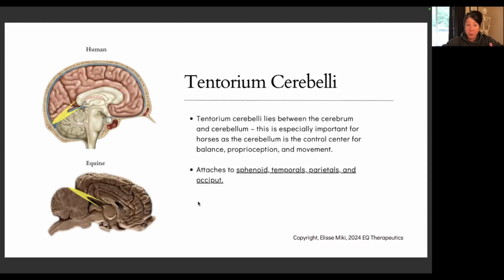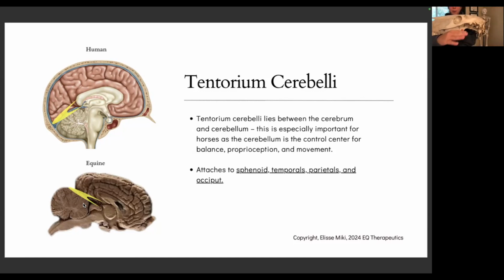And then for the tentorium cerebelli, that's the one that's transecting through the brain. So in humans, if we're looking from the side, this would be our tentorium here. Same idea for the equines, just that their head is on a little bit different plane of motion than ours, but it's going to be transecting through. So I can show you on my horse cranium here. This is our equine head, okay?